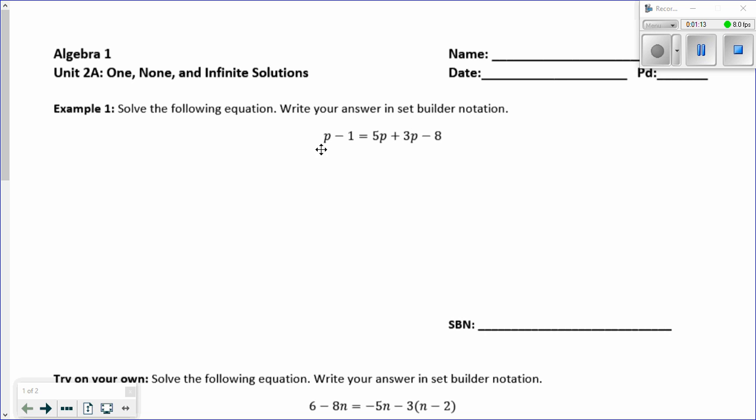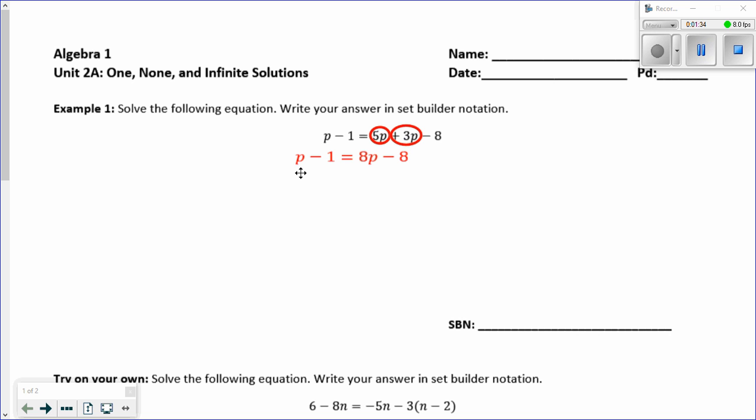So now I'm going to look for combining like terms. Nothing on the left. But I do have terms on the right. I have a 3p and a 5p. They can be combined, so I'm going to go ahead and add those together. So now I have p minus 1 equals 8p minus 8. Now I've simplified both sides, so now I can start moving terms around.